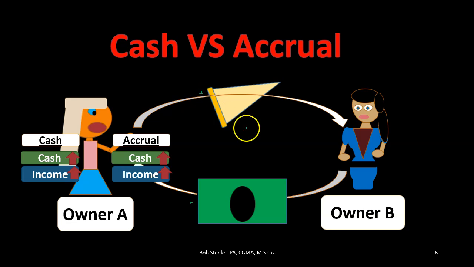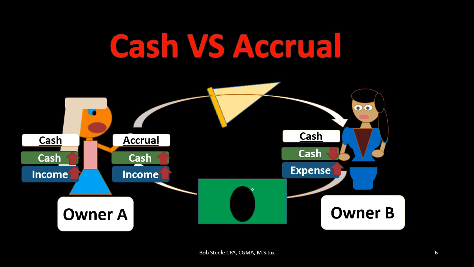And on the other side of things, if we're the other owner on the cash method, cash would be going down because we're paying the cash in this case, and the expenses would be going up because we're incurring the expense. So now we're thinking about the expense side. Under the accrual method, it would be the same transaction for different reasons.